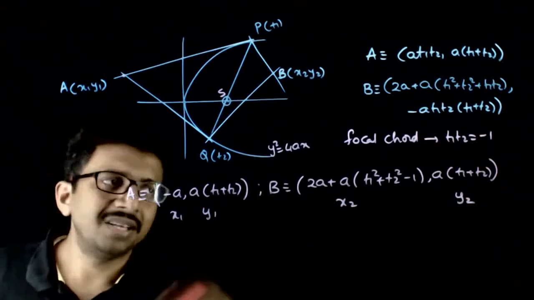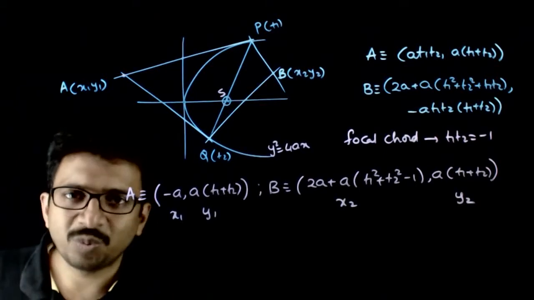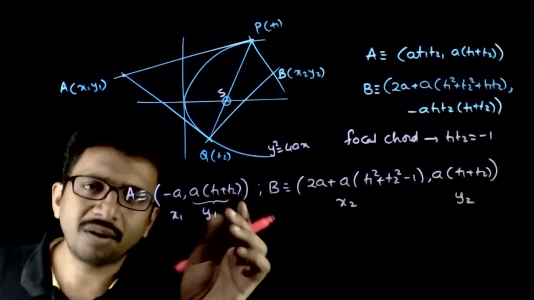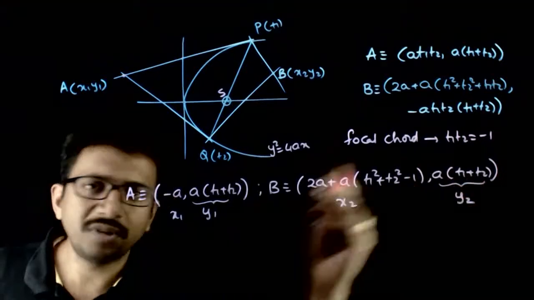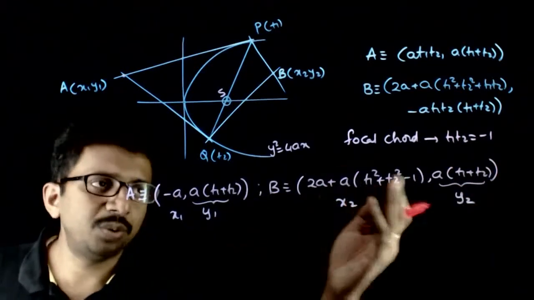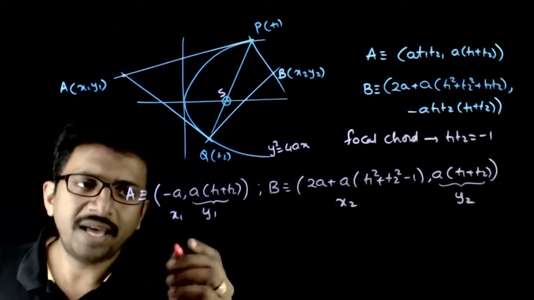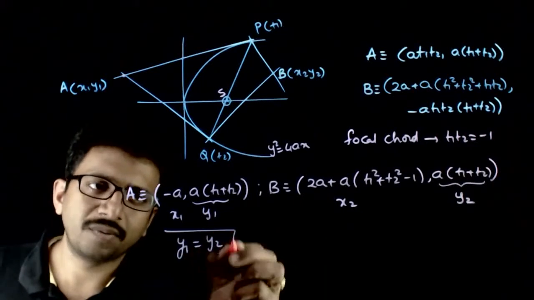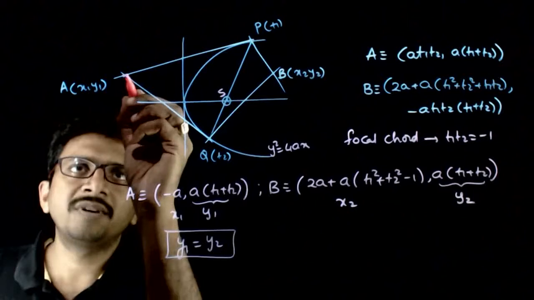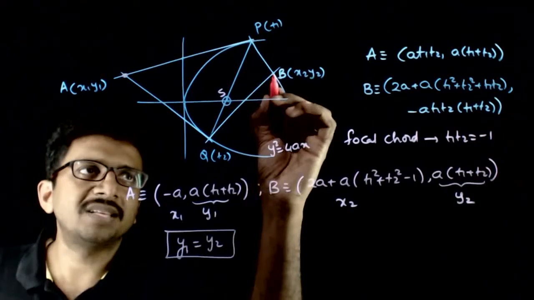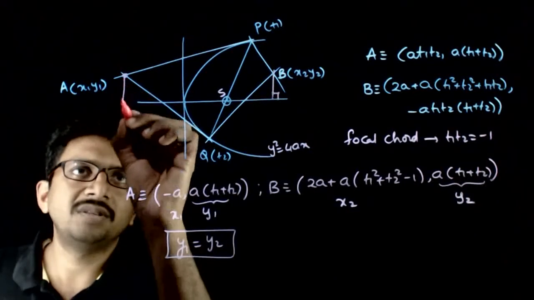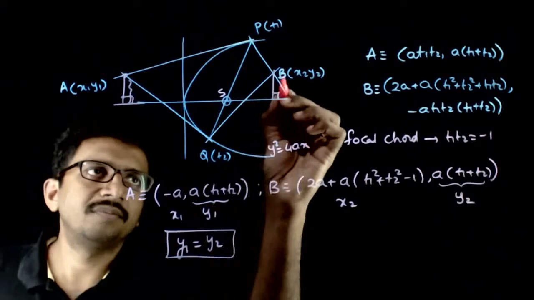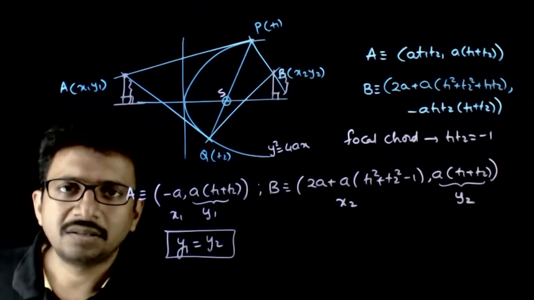So what is the relation? Is there anything special about these two points? You can very clearly see that the y1 of this point and the y2 of this point are the same, a times (t1 plus t2). Hence, the relation we are looking at is y1 equals y2. That is, the y coordinate of point A is the same as the y coordinate of point B, so these two lengths are equal. That's the answer to this question.